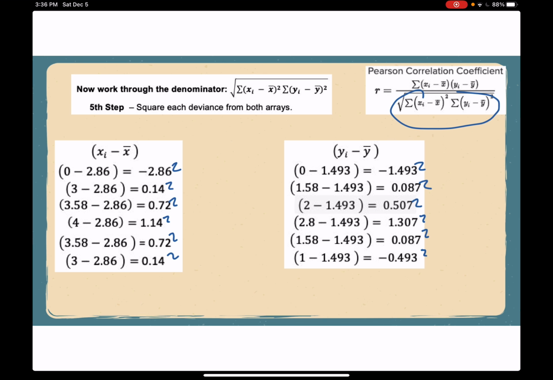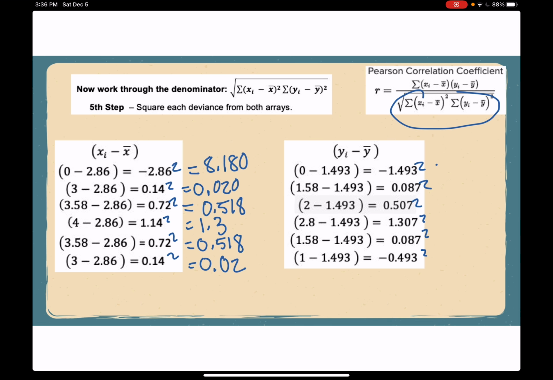So when you square them, you're going to get 8.180, 0.020, 0.518, 1.3, 0.518, and 0.02. And for your y's over here that are squared, you're going to get 2.23, 0.008, 0.257, 1.707, 0.008, and 0.243.